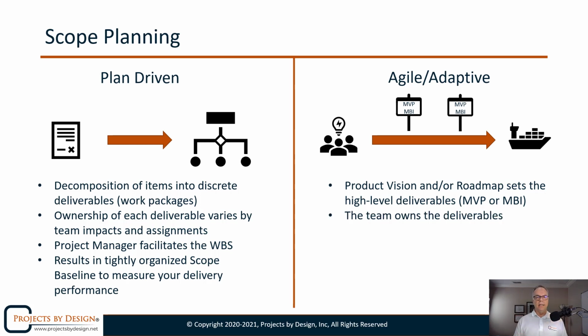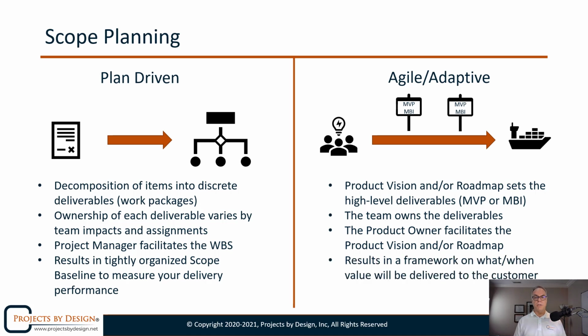And one of the differences is the team owns the deliverables. The team owns the delivery of these things as opposed to making an assignment against the ownership of a deliverable. And as I mentioned, the product owner is going to facilitate this, and it results in a framework on what or when value will be delivered to the customer.